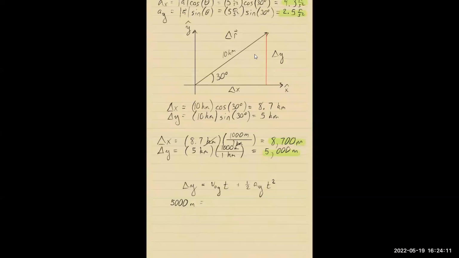So the right-hand side is 5 meters per second times t star, right? The amount of time it takes to actually drive that 10 kilometers, plus 1/2 times our acceleration in the y direction, which we can see right here is 2.5 meters per second squared. That's what we solved for earlier. That's 2.5 meters per second squared times t star squared.